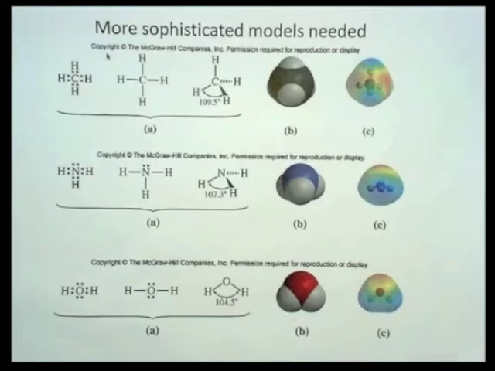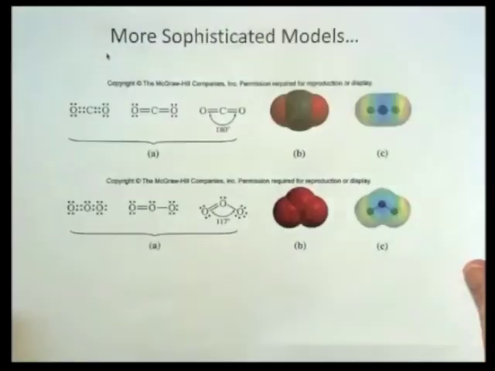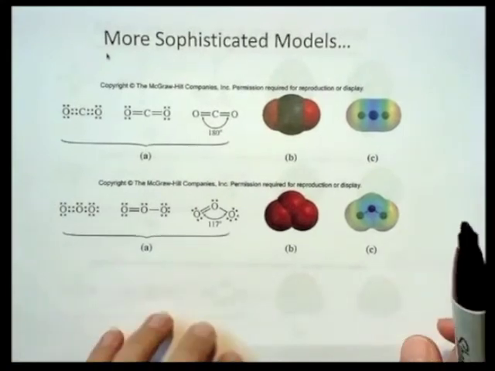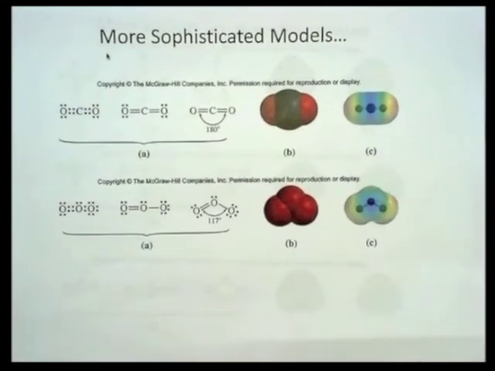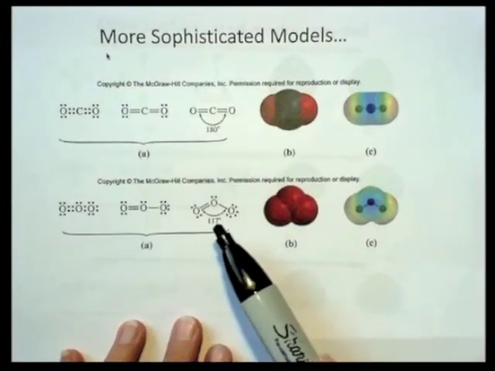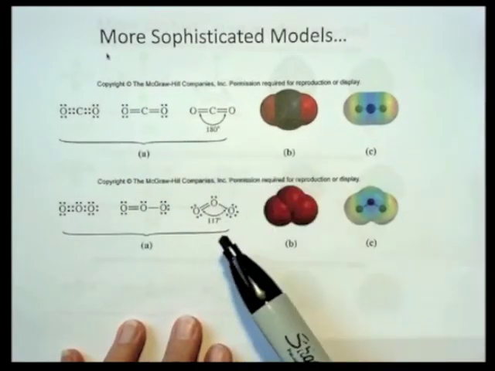So there's reasons why we need to have more sophisticated models. And so now that we have this concept of three-dimensional shape, we can provide more sophisticated models, and we can dig deeper and try to understand better why these molecules behave differently. Here's just two more: carbon dioxide, and then here's ozone. Carbon dioxide is linear and ozone was bent.